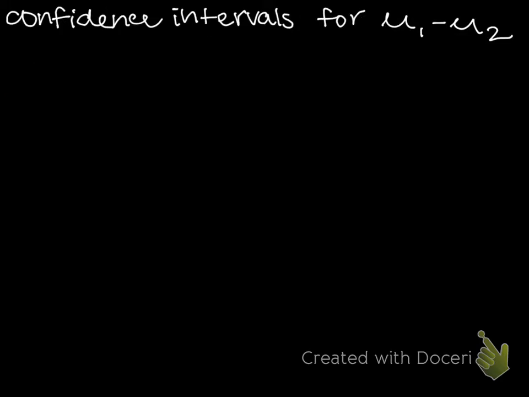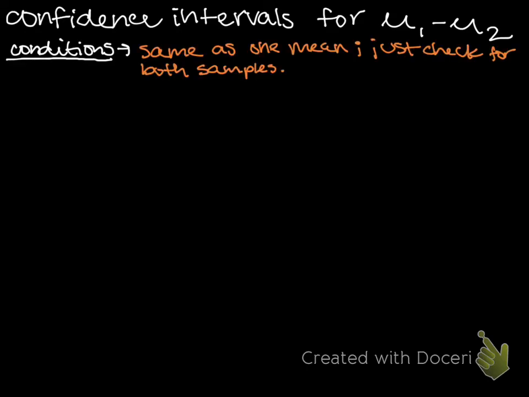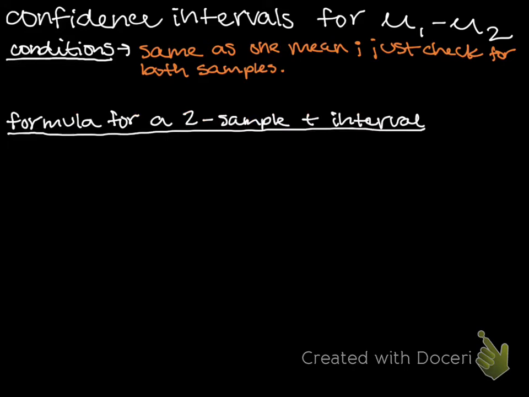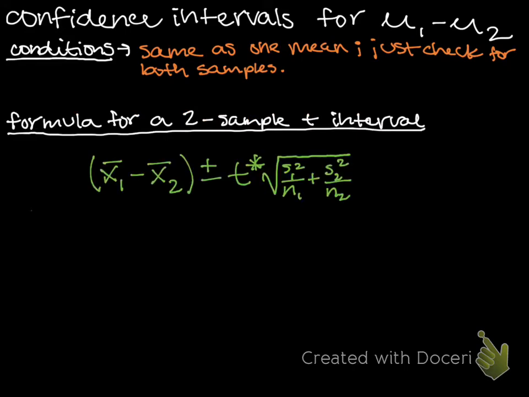Alright, confidence intervals for mu1 minus mu2. What are the conditions? Same as for one mean, just check for both samples. So remember, random, 10%, and normal. The formula for a two-sample t interval is (x bar 1 minus x bar 2) plus or minus t star times the square root of s sub 1 squared divided by n sub 1 plus s sub 2 squared divided by n sub 2.